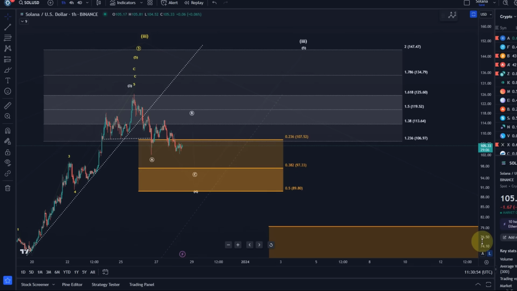It's a short-term bullish scenario before that larger degree fourth wave starts. Whether the larger degree fourth wave has started already, we can't tell yet. We need to see further confirmations for that. That's my update about Solana.